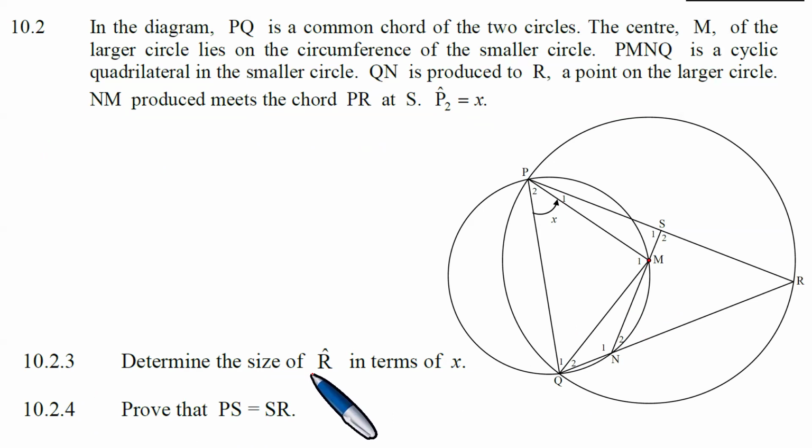Determine the size of angle R in terms of X. The examiner is saying determine the size of angle R in terms of X. Angle R is that one there. The examiner is saying find the size of angle R in terms of X. What's your answer? I'm giving you 2 minutes.